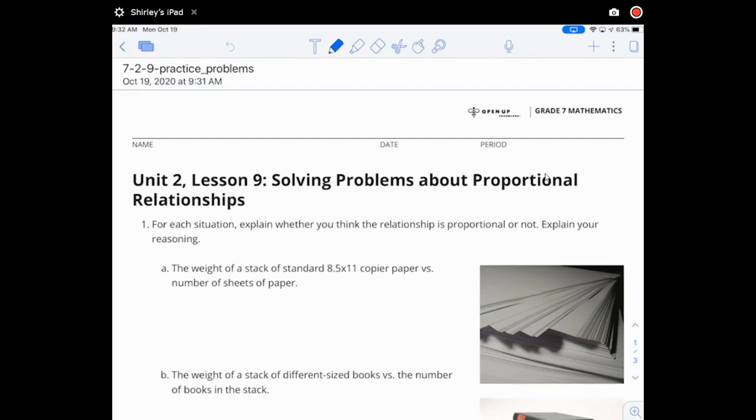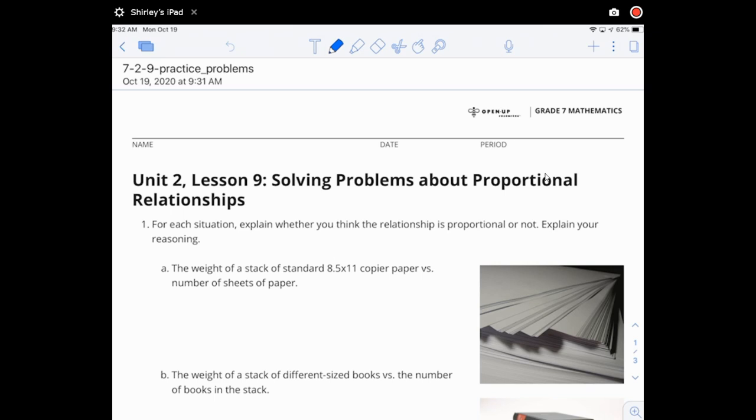Okay, problem number 1 says, for each situation, explain whether you think the relationship is proportional or not. So the idea here is that to be proportional, it has that same multiplier. So whatever is increasing in one variable is increasing by the same amount for the other.